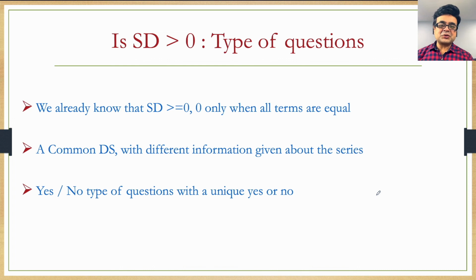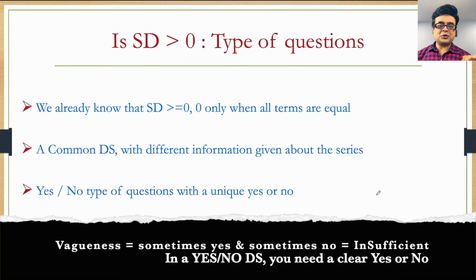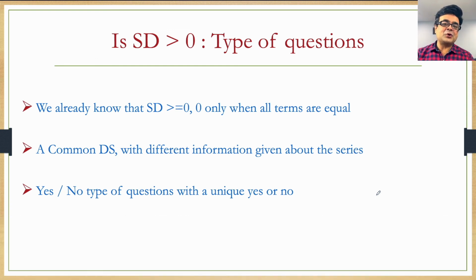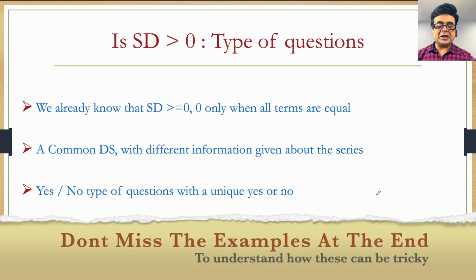Since this is a yes or no type of question, you need a unique yes or no answer to the question based on the information given. So if there is any ambiguity or vagueness around, sometimes it could be greater than 0, but there are possibilities it could be equal to 0, then the data will be considered insufficient.